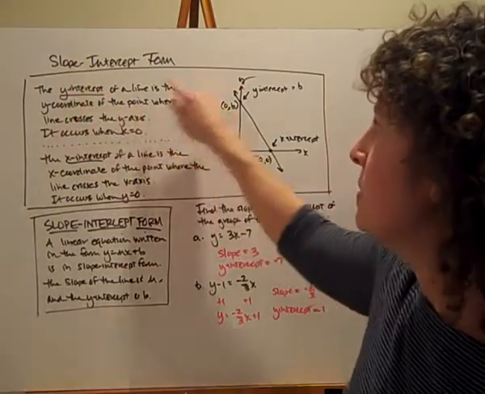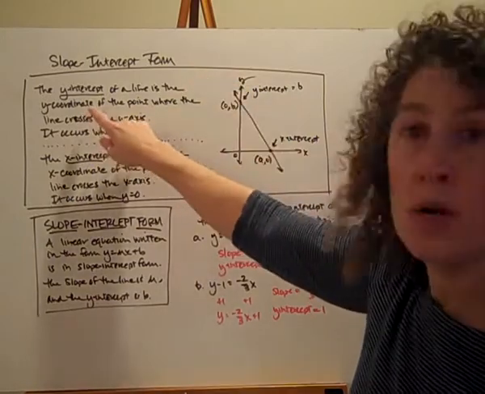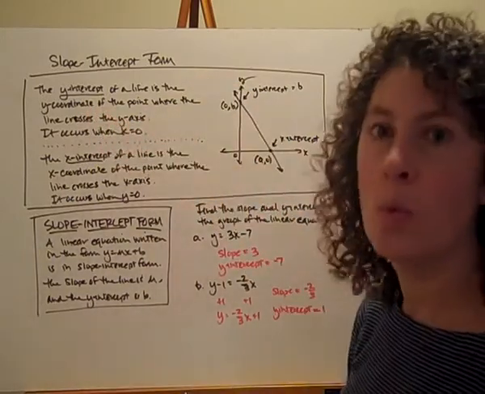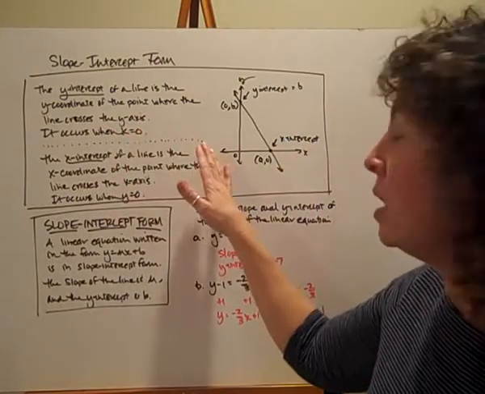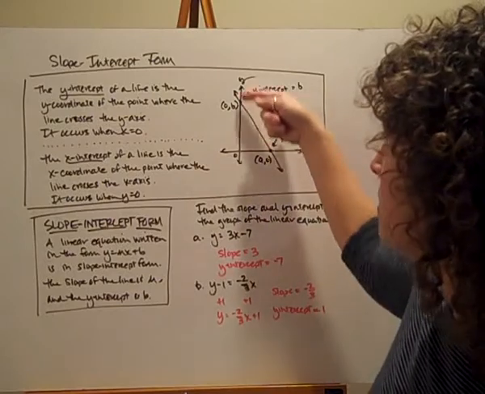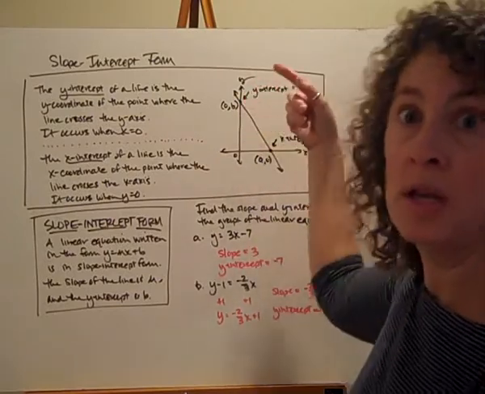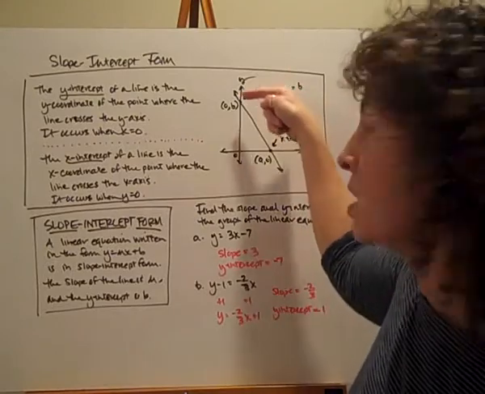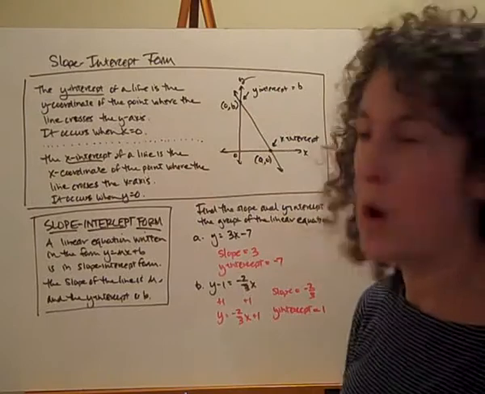So the y-intercept of a line is the y-coordinate of the point where the line crosses the y-axis. It occurs when x equals 0. So if I look on my y-axis, my vertical axis, I'm going to see where this line crosses the y-axis. That's the y-intercept. If you think about interception, this is where the two cross each other. So there's my y-intercept, where it crosses the y-axis.